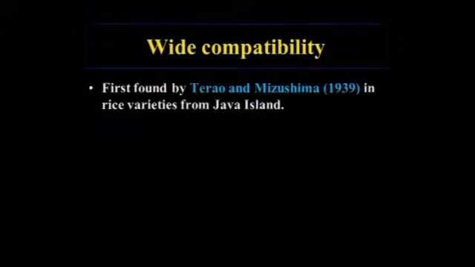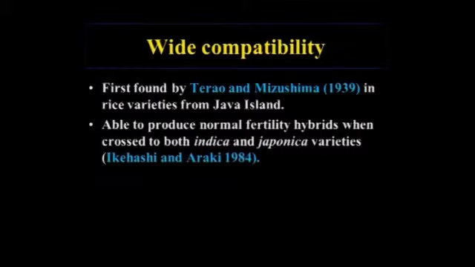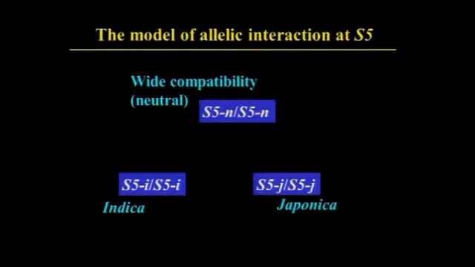There's a third group called wide compatibility. Wide compatibility was first discovered in 1939, many, many years ago, from Java Island. A group of rice varieties that could be crossed with both indica and japonica could produce a normal hybrid, no problem. And then wide compatibility brought hope for the breeders, right? It could overcome the fertility problems, and be used in breeding for bridging the fertility barrier between the two subspecies.